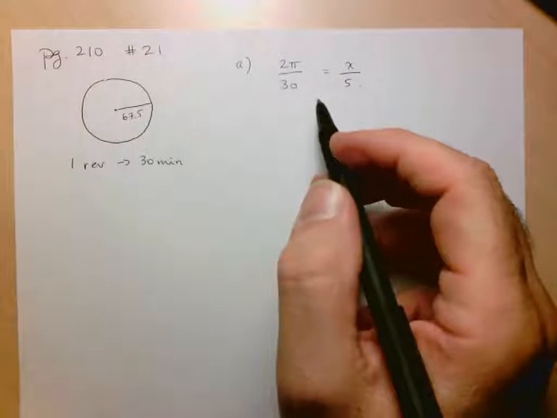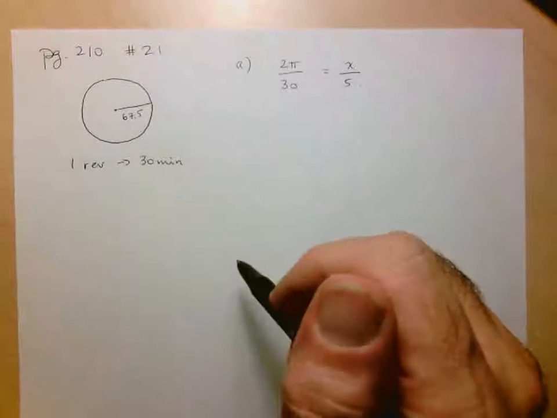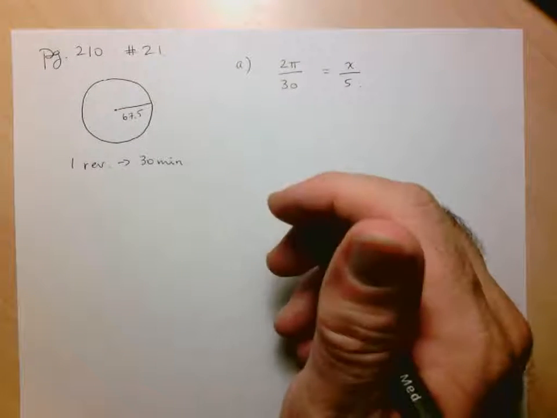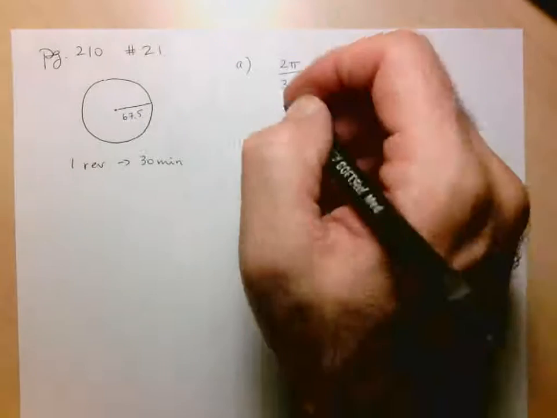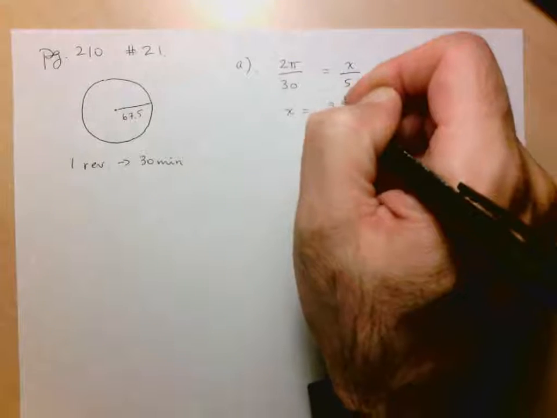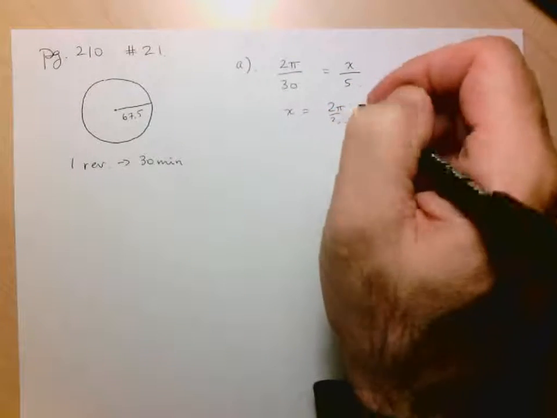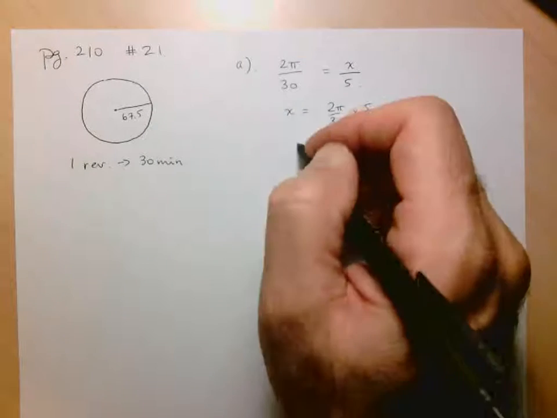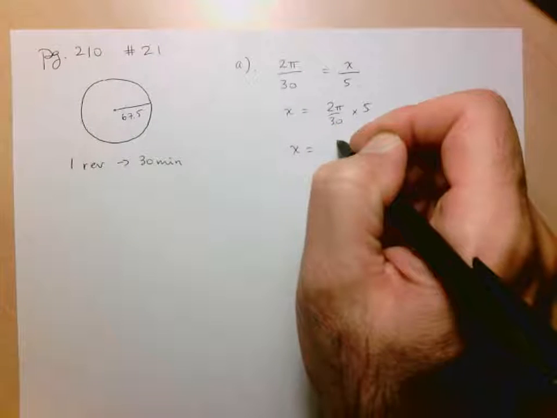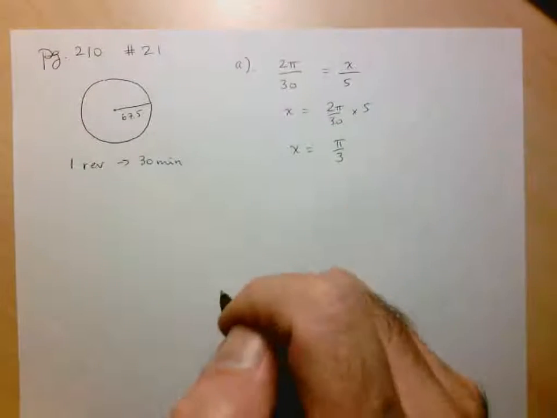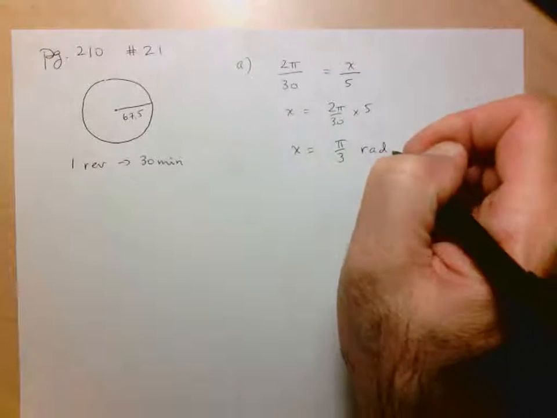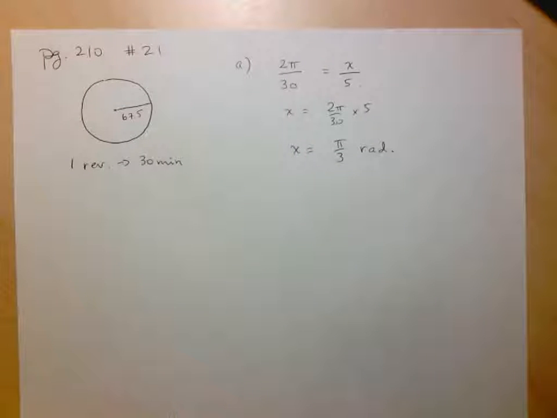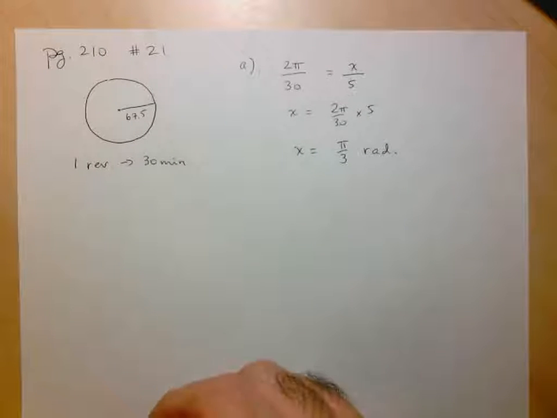Like I said, this is not the simplest or only way to solve this problem, but it is a method that will always work. Here we'll solve for x. We've got 2 pi over 30 times 5, and 10 and 30 simplify to pi over 3. So in 5 minutes, it travels an angle of pi over 3 radians. Okay, so let's go to B.